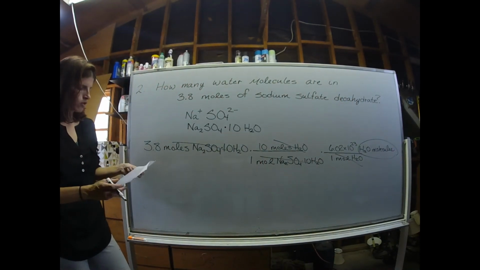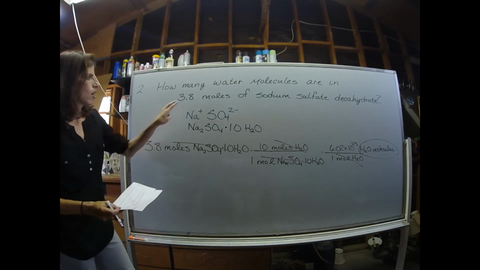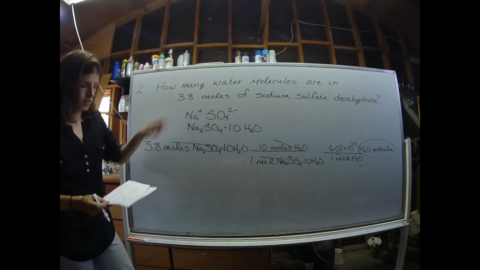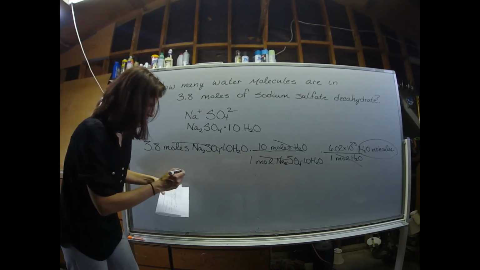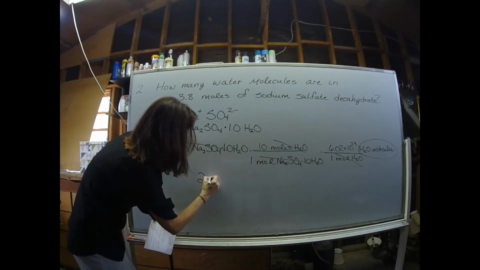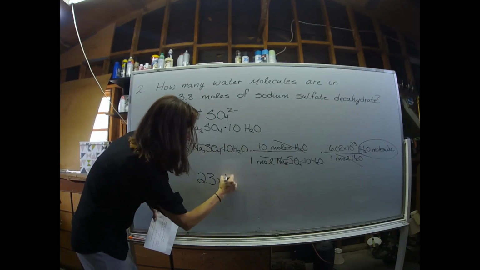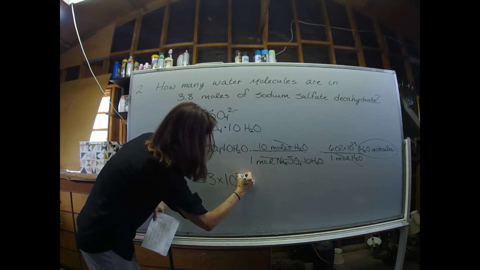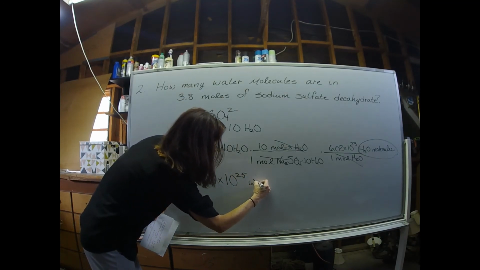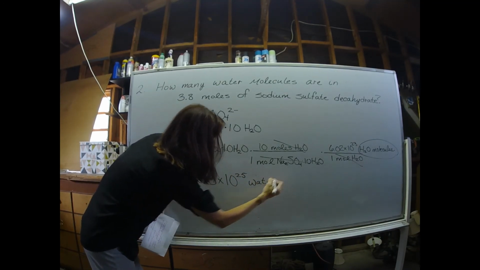So plug this all into your calculator, and I'm going to round it to 2 sig figs, giving me an answer of 2.3 times 10 to the 25th water molecules.